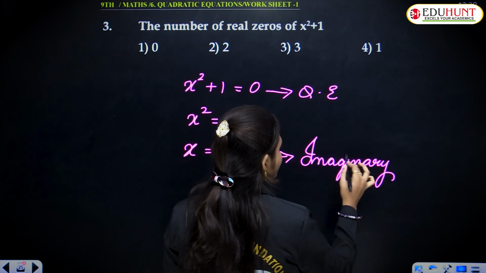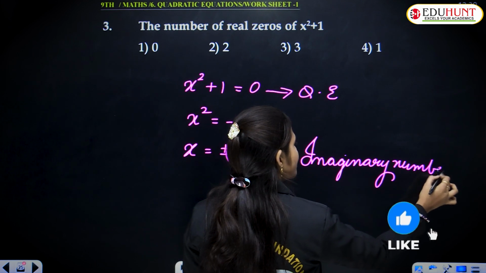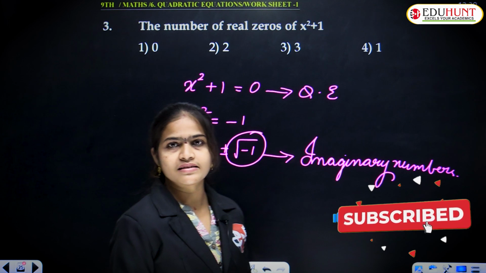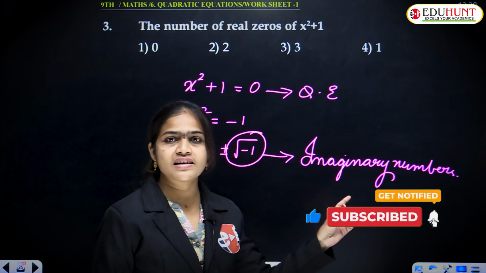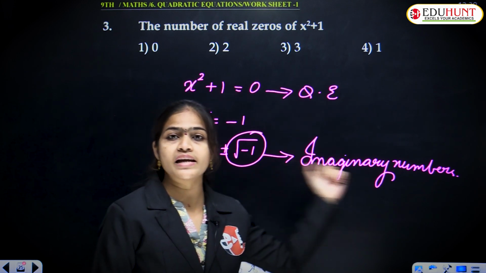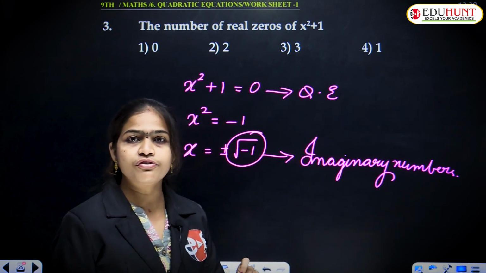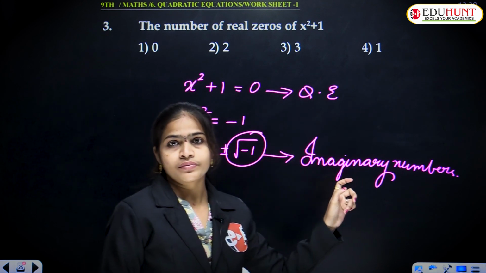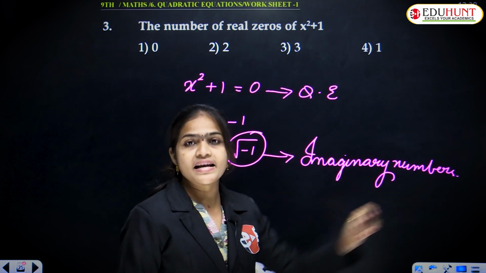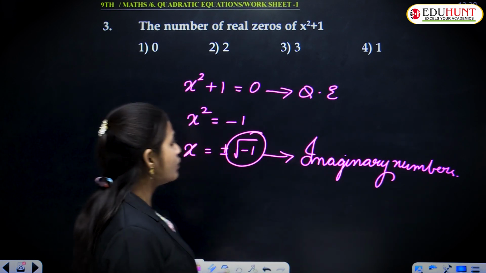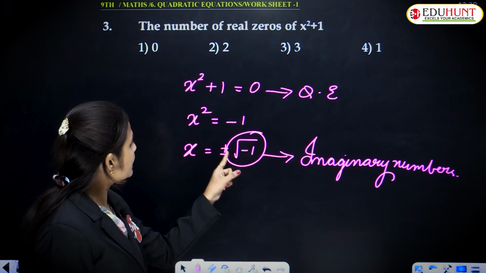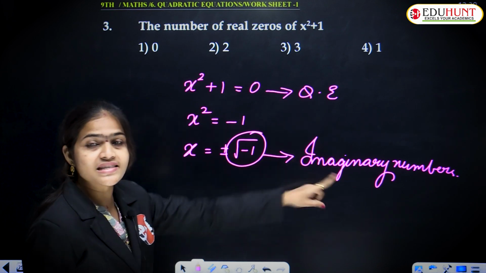What do imaginary numbers mean? We learnt in the first concept, the basic maths, what we discussed about imaginary numbers. Imaginary numbers means the square root of negative numbers is called an imaginary number. Understand? So plus or minus square root of minus 1 is an imaginary number.